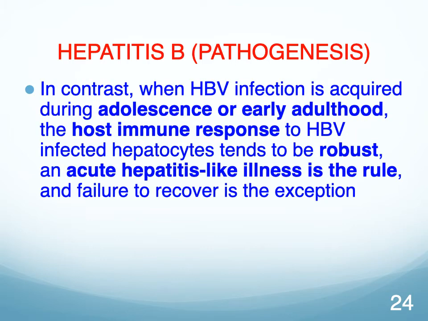In contrast, when you acquire this in early adulthood or adolescence, the immune response tends to be robust. There is an acute hepatitis-like illness. You will have elevation of your SGPT, SGOT, or your ALT, AST.